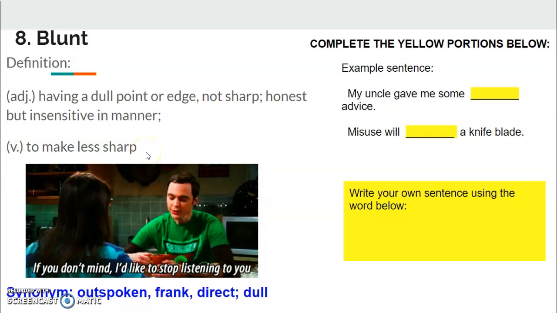As a verb, you can blunt a tool. It means you just make it less sharp. All right, so my uncle gave me some blunt advice. So that's the one we're describing where it's honest but insensitive. Okay, he told me something that was the truth and maybe I didn't like it. Misuse will blunt a knife blade. So that means to make it less sharp. All right, so you can use either meaning for this word. Go ahead and work on your sentence and fill in the blanks.